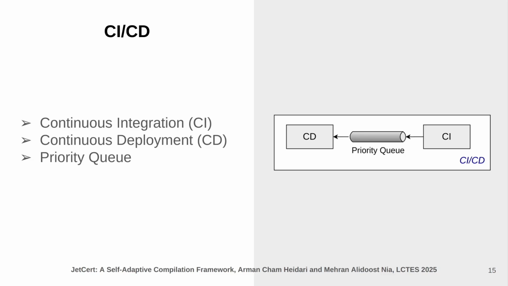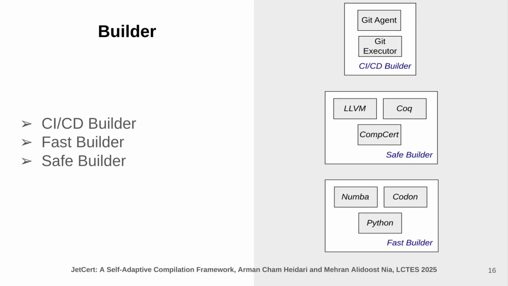Finally, Builder is a library in JetCert that performs operating system and infrastructure operations with a high level of abstraction for other JetCert subsystems. Builder has various functions that handle different OS and infrastructure requirements. The Builder subsystem consists of three main components named Safe Builder, Fast Builder, and CI/CD Builder.